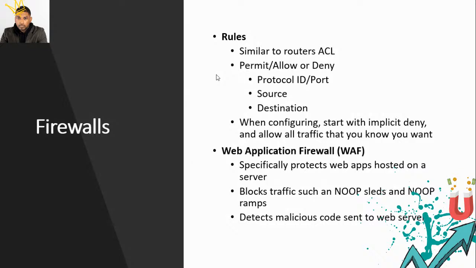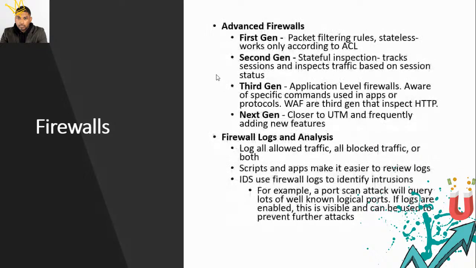Firewall rules are similar to a router's access control list, ACL: permit or deny, protocol ID, port, source, and destination. When configuring, start with implicit deny. Allow all traffic that you know and want, and that's it. A Web Application Firewall, or WAF, specifically protects web apps hosted on a server, blocks traffic to NOP sleds and NOP ramps, and detects malicious code sent to the web server.